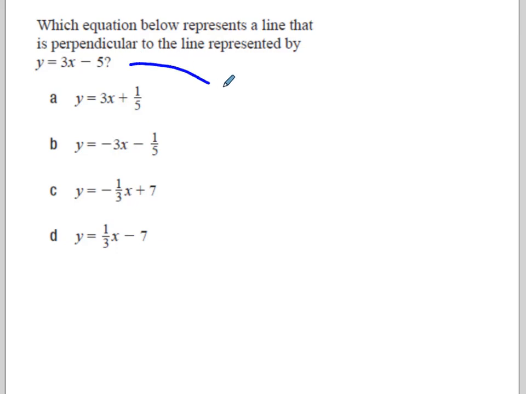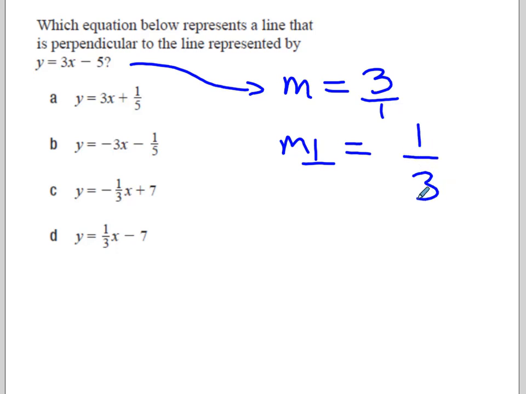Okay, so which equation below represents a line that is perpendicular to the line represented by y equals 3x minus 5? Well, the first thing I would do is I would write down the slope of this line. The slope is 3. And then I would take a second and figure out what is perpendicular to 3 over 1. Okay, well, perpendicular lines have negative reciprocal slopes. So we would expect this slope here to be the reciprocal and negative.